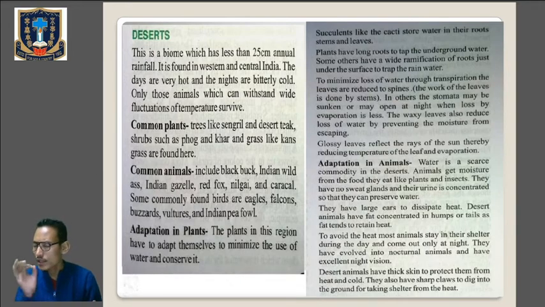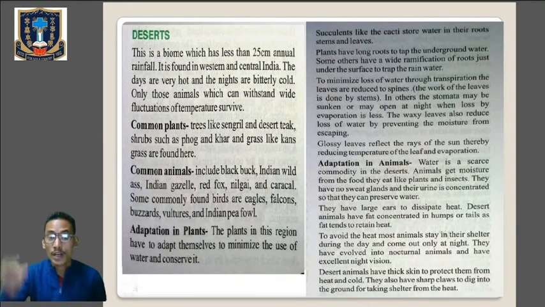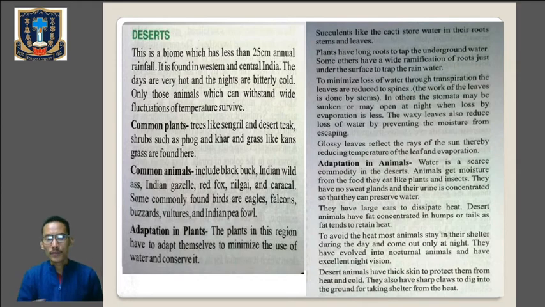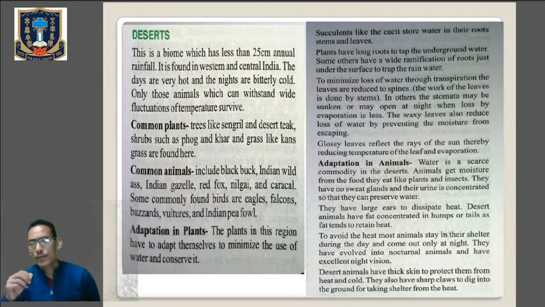This is one of the most important adaptive features present in cacti, where the leaves are modified into spines to conserve water and reduce the loss of water by transpiration, where water is lost in the form of water vapor. In most of the plants, the stomata are sunken. They are present deep inside the stems or the leaves. And we have waxy leaves in order to reduce the loss of water.